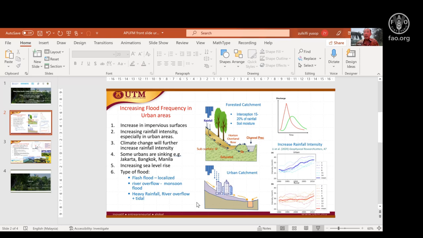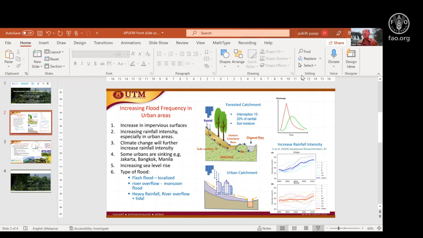But if we have urban like this, then most of the water appears as overland flow, which reaches the stream very fast, and normally the quality is quite polluted. So basically, urban areas transform the surface from pervious to impervious. In terms of flood risk, we can expect that the hydrograph is peaking very fast, and the peak flow is quite high.